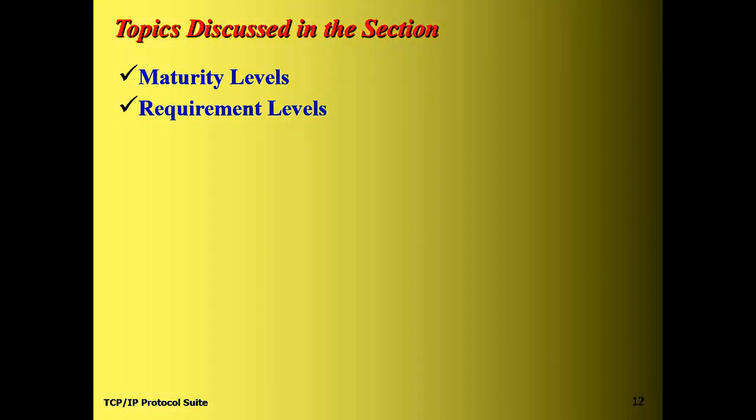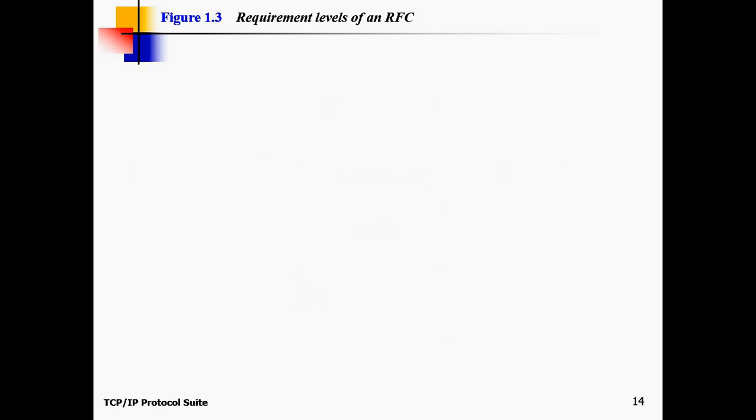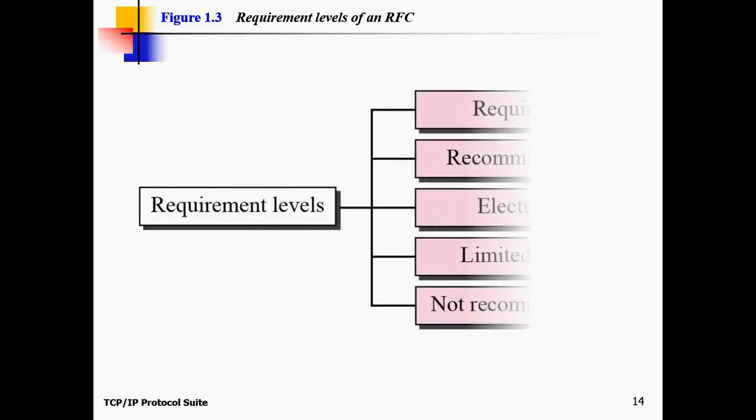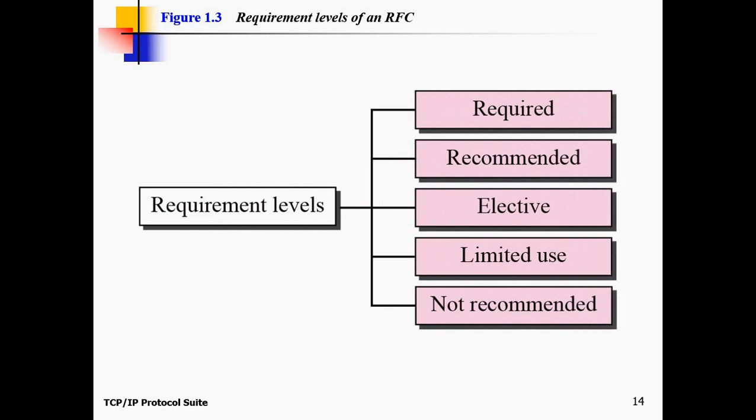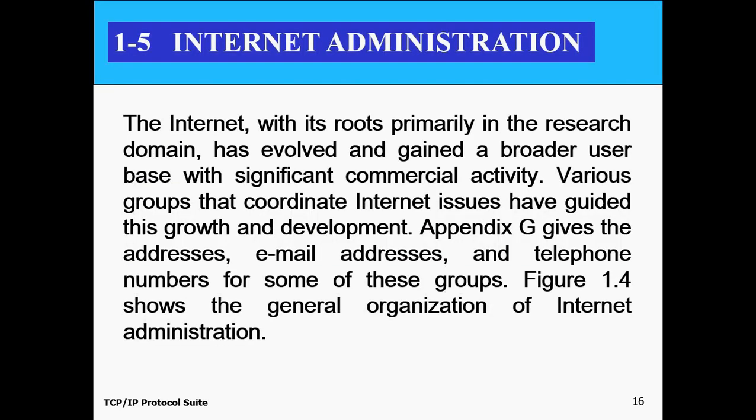Now maturity levels and requirement levels. Maturity level of an RFC: there is the internet draft, there are experimental ones, and the proposed standard, the draft standard and the internet standard, which eventually goes to historic, and internet drafts go to informational and can go to historic. Now the requirement level of an RFC: required, recommended, elective, limited use and not recommended. What is to be noted here is that RFCs can be found at this website.